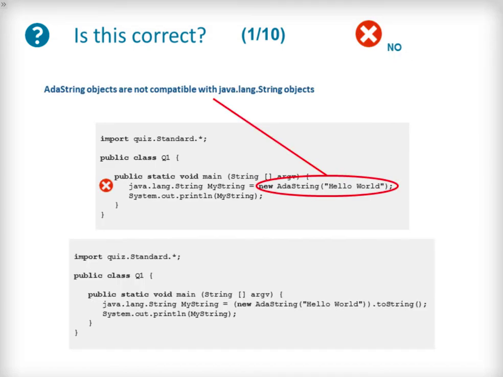The code is incorrect. The string used an allocated object of the AJIS class, but attempted to assign it to a Java string object. The two types are incompatible. However, the AJIS class has an operation that can return a Java string version of itself. The correct code is shown at the bottom of this slide.